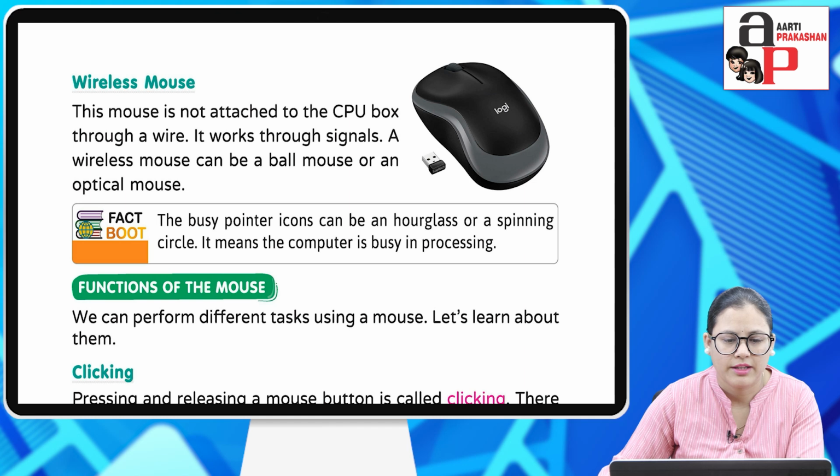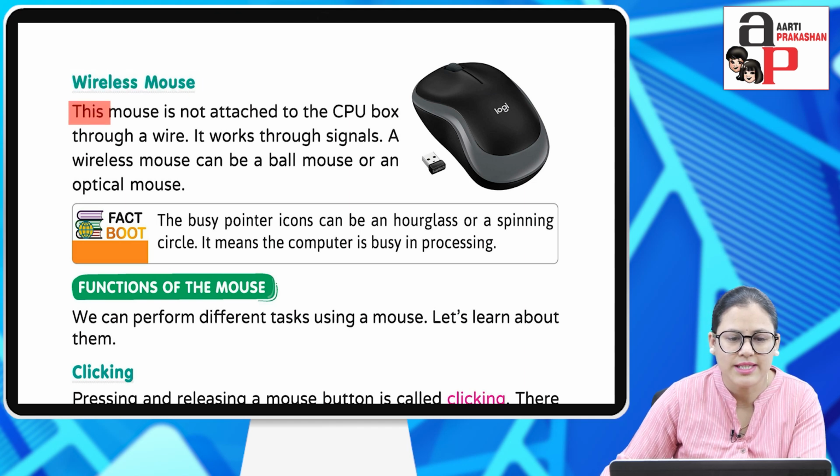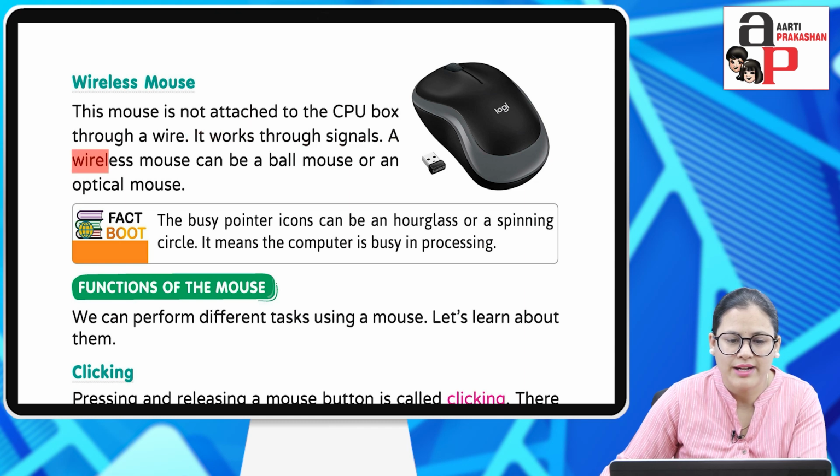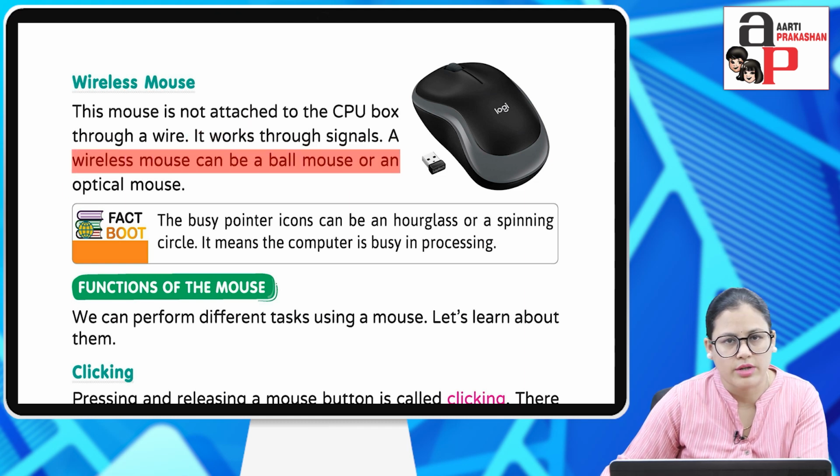Wireless mouse. This mouse is not attached to the CPU box through a wire. As the name suggests, wireless means there is no wire attached to this mouse. It works through signals. A wireless mouse can be a ball mouse or an optical mouse.